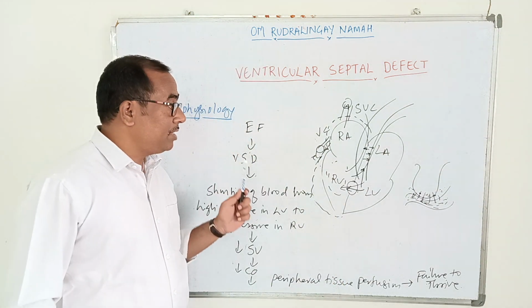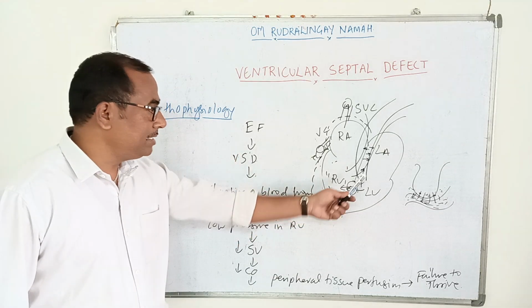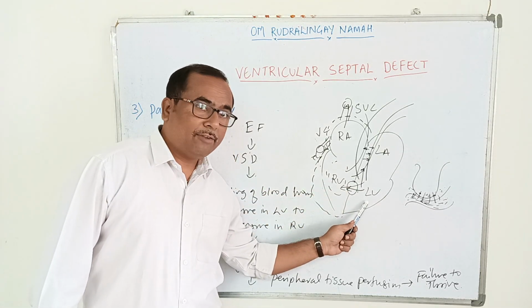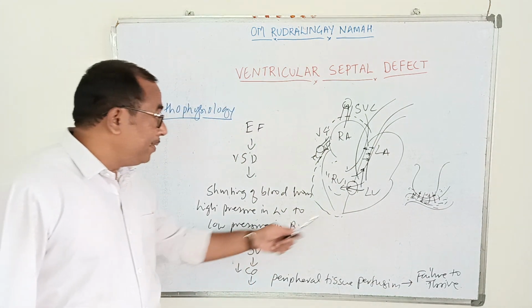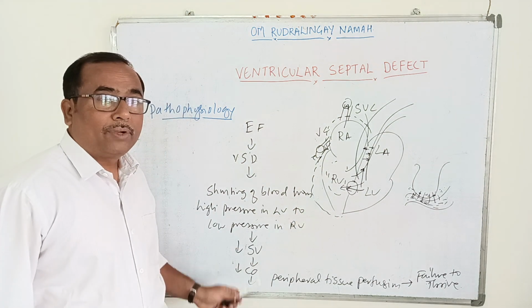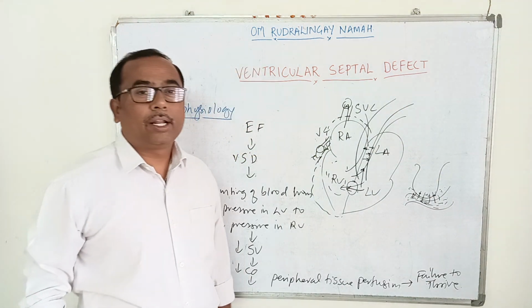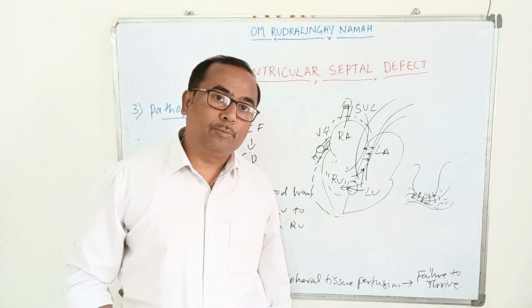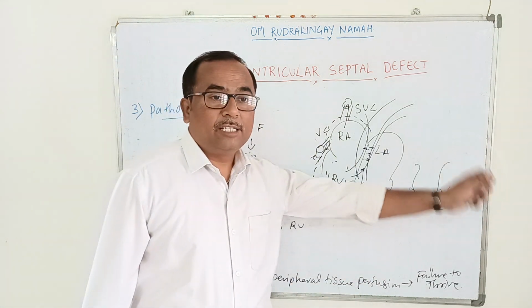So what is the next pathophysiology here? Due to etiological factors, there is a ventricular septal defect. So that will lead to shunting of blood from high pressure in the left ventricle to the low pressure in the right ventricle. So when blood shunts from left ventricle to the right ventricle, there is a decreased stroke volume, because less amount of blood is ejected from left ventricle into the peripheral tissue perfusion. So decreased stroke volume, decreased cardiac output, and decreased peripheral tissue perfusion.